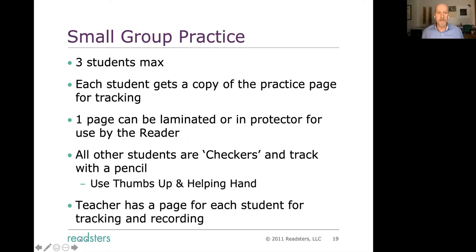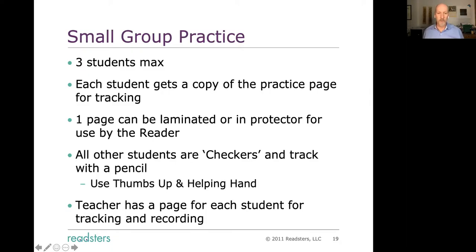This can be done in small group. We do recommend about 3 students maximum. And if you've got 6 students that need BD practice, then do 2 short practices with groups of 3. It'll be more efficient. We have the students who are not reading when it's not their turn to read.